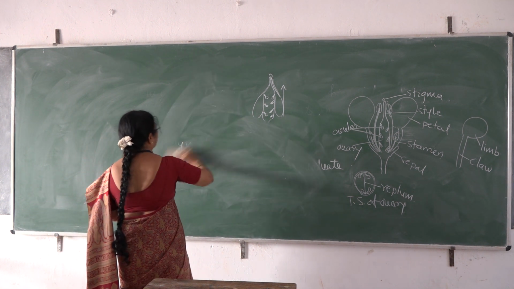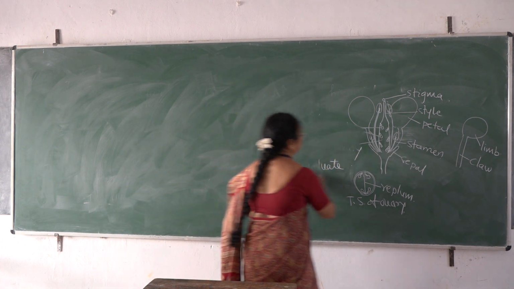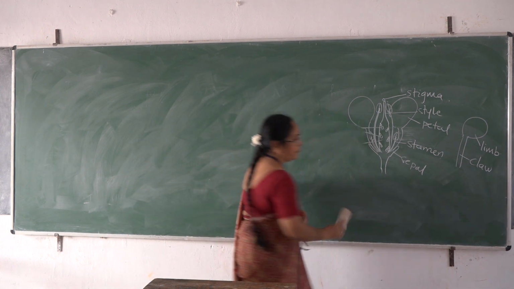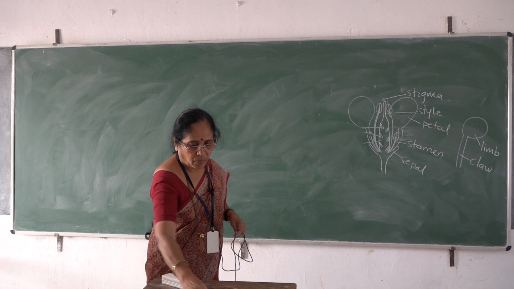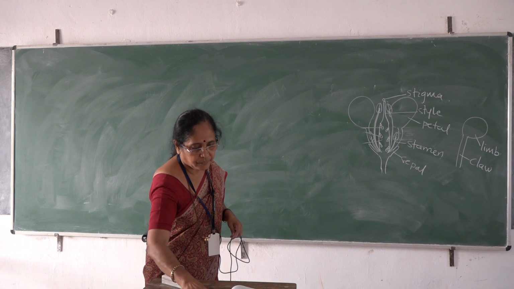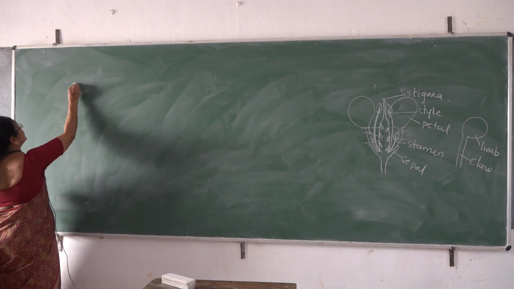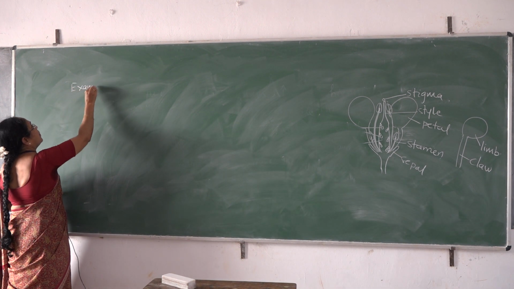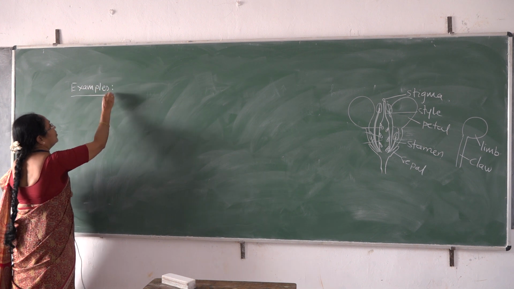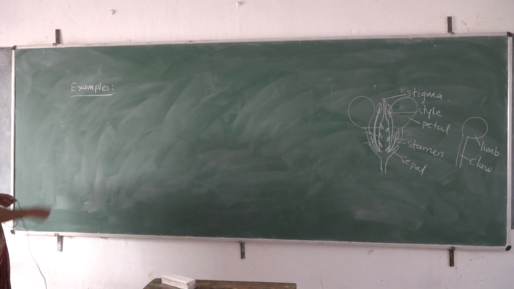Now let us list out the examples for the family Brassicaceae. Examples. Okay. First one.